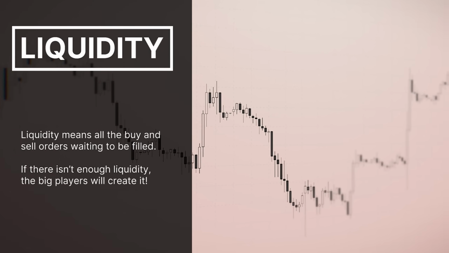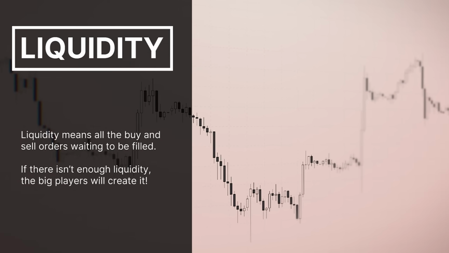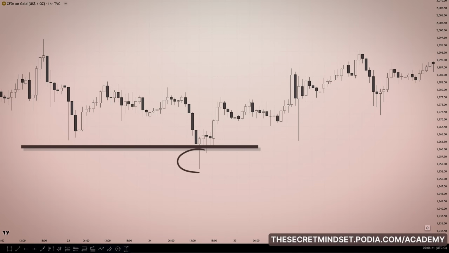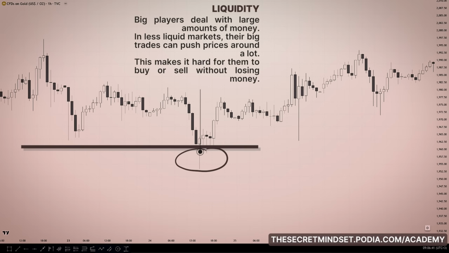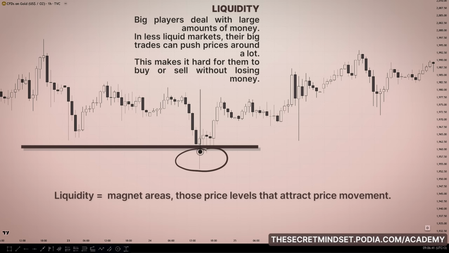For big traders like banks or hedge funds, liquidity is critical. They deal with large amounts of money. In less liquid markets, their big trades can push prices around a lot. This makes it hard for them to buy or sell without losing money. Now, if you understand where liquidity sits, you can identify magnet areas, those price levels that attract price movement.